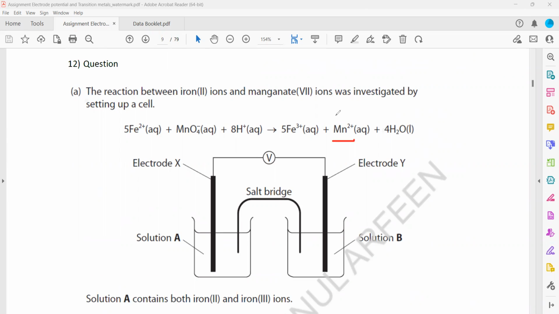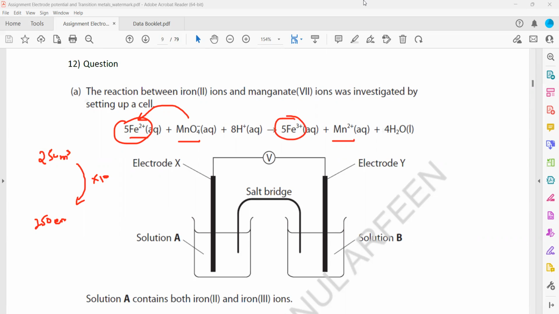Moles of iron 2 or iron 3, it won't make a difference. So you got the moles of iron 2 here. The ratio is 1:5:1, so you'll get the moles of iron 2. After getting the moles of iron 2, these are the moles in 25 cm cube. But the original volume was 250 cm cube, so in 250 cm cube, it will be 10 times. So you'll get the total moles of iron 2. And total moles of iron 2 will be the same as moles of iron 3 because they have the same ratio.